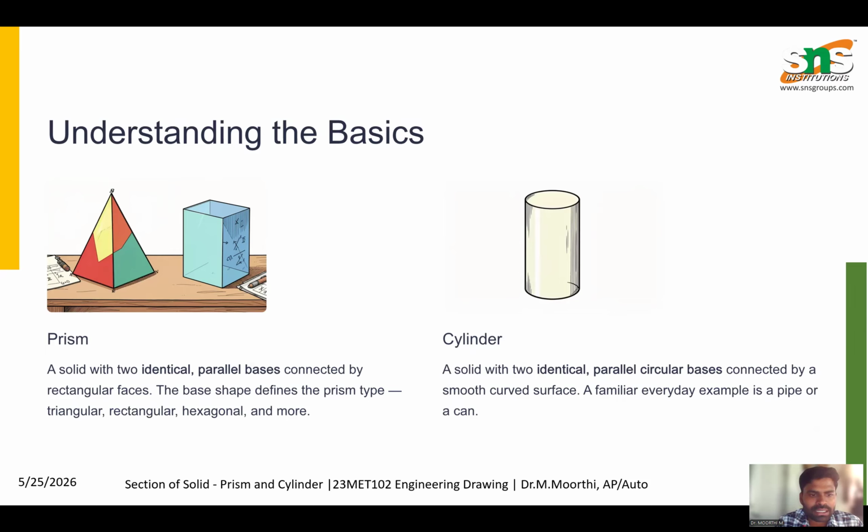The prism is a solid with two identical parallel bases, the top and bottom bases, connected by rectangular faces, as I have already told. The base shape defines the prism type, whether triangular, rectangular, or hexagonal, like triangular prism, rectangular prism, hexagonal prism. Likewise, we name the prism by means of its base shape. Whereas the cylinder has two identical parallel circular bases connected by a smooth curved surface. That is the cylinder.